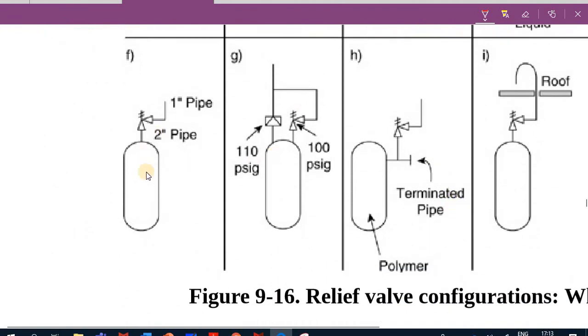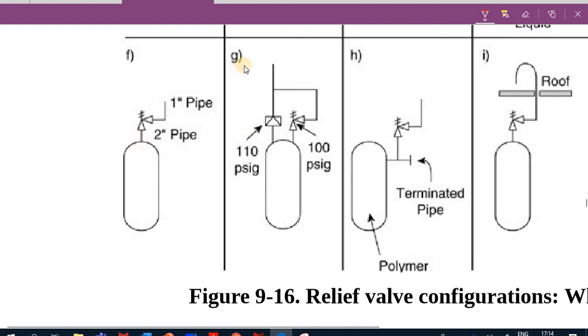Now let's go to part F. In part F, it looks like it's fine. What about these sizes, 1 inch and 2 inch? Does it click into your mind about something? The thing that you can see here is that this pipe is a 2-inch pipe, and the discharge line for this valve is 1 inch in diameter. And actually this is the problem that we have here. The discharge pipe must be larger than the inlet one. The discharge will be greater than the inlet.